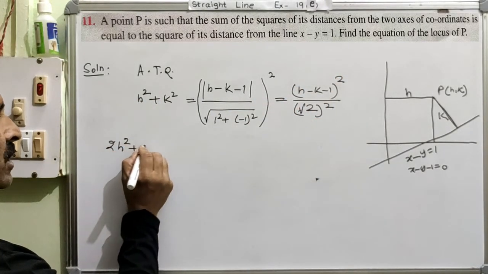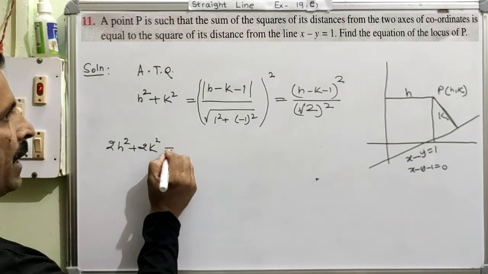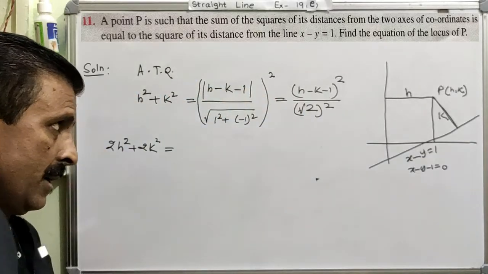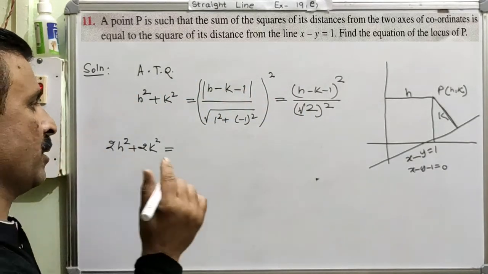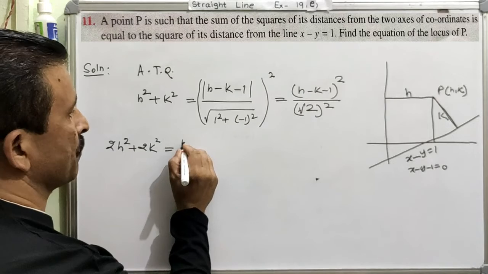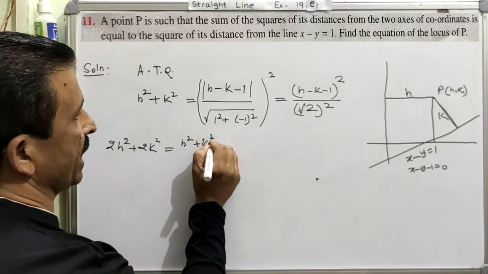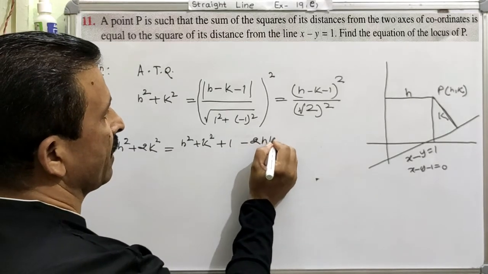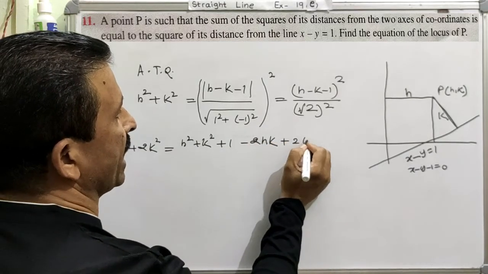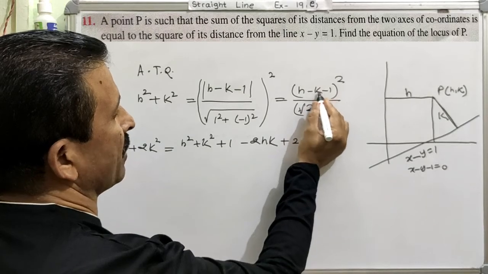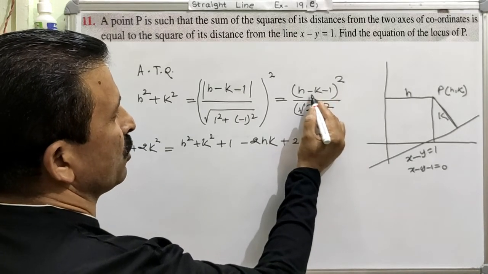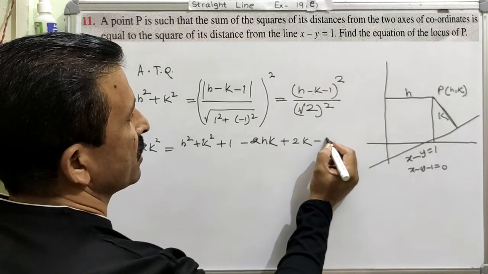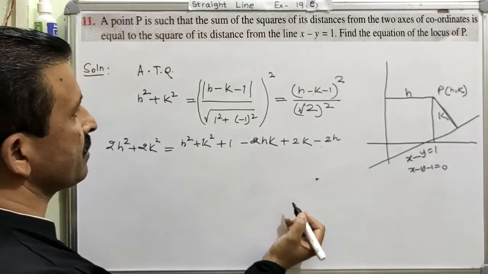2h square plus 2k square. Now here once again a minus b minus c whole square, we will do the expansion of the perfect square of a trinomial. So this is h square, this is k square, this is 1 square, that is 1. Then minus 2hk. Then plus 2k, because these both are negative, therefore it becomes positive, so 2 into this becomes plus 2k. And then minus 2h. Clear?